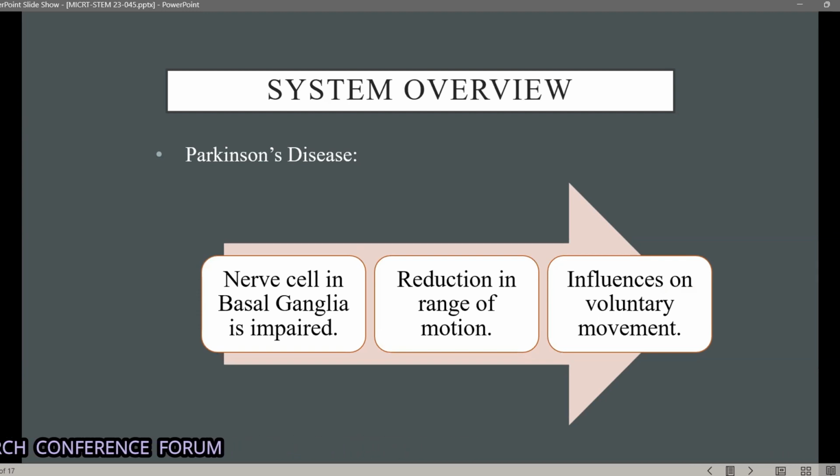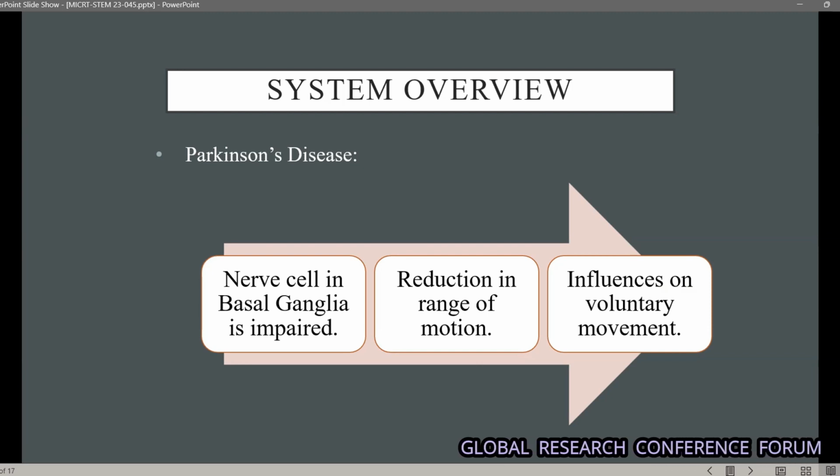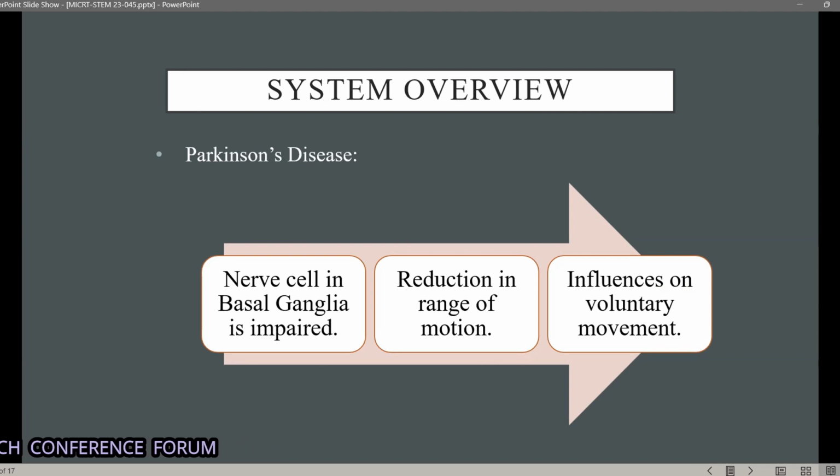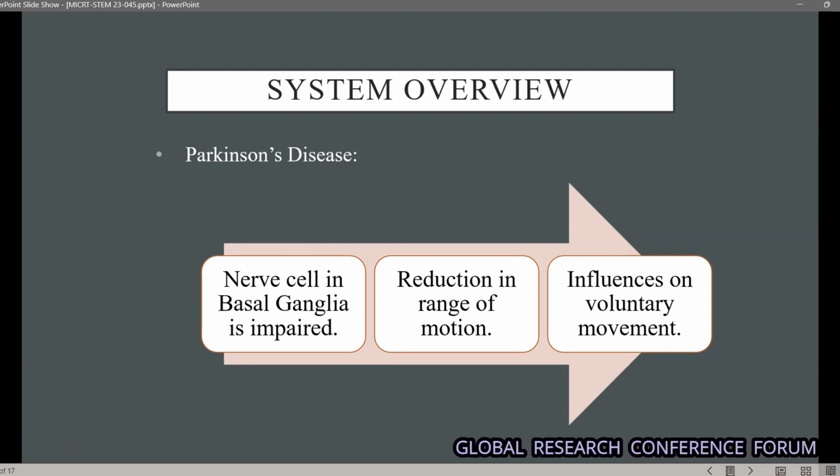So, the system overview: Parkinson's disease starts with a single nerve cell, which is located in the basal ganglia inside a subcortical structure of the brain. When this nerve cell gets impaired or damaged, it reduces the function, which influences voluntary movement such as of the arms or legs.